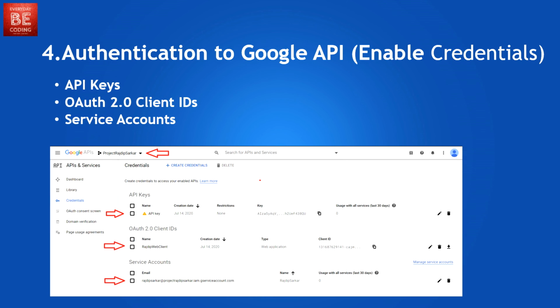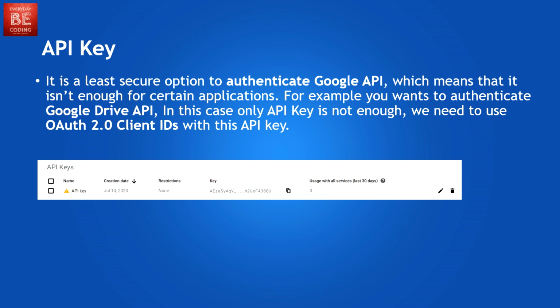Authentication to Google API. This is the most important part of this particular video: how to enable those credentials to access those APIs. There are 3 kinds of credentials. First is API keys, second is OAuth 2.0 client ID, and third is service accounts. So first I am going to the API key.